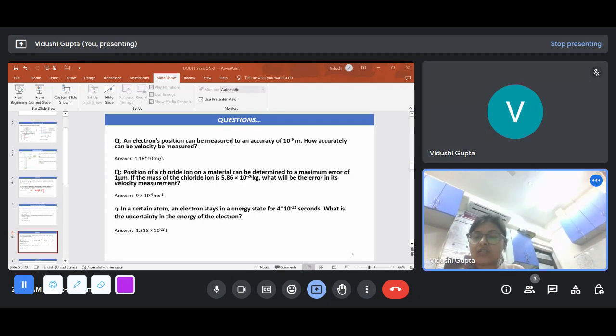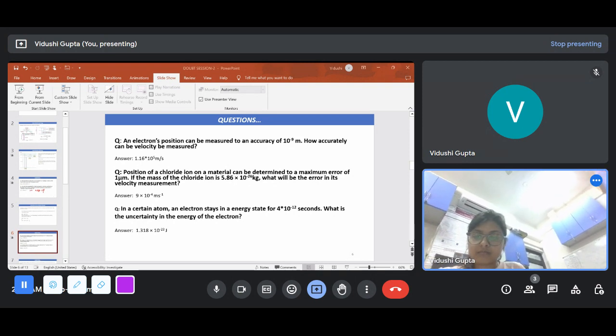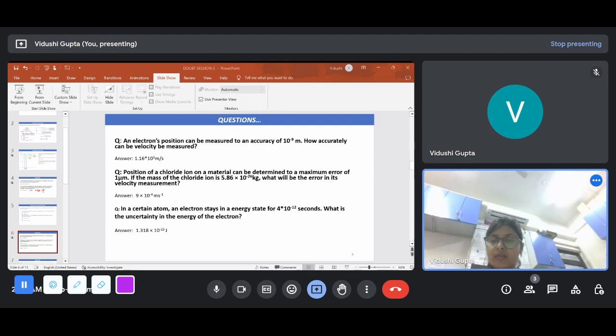So next question. Which quantum number is not related with the Schrodinger equation? Azimuthal, principal, magnetic, spin. So what will be the answer? It will be spin.